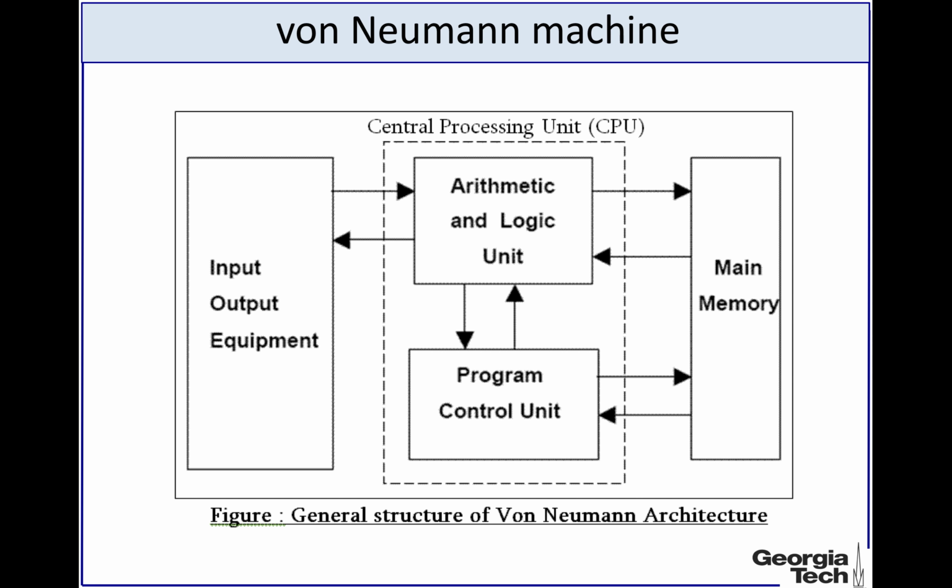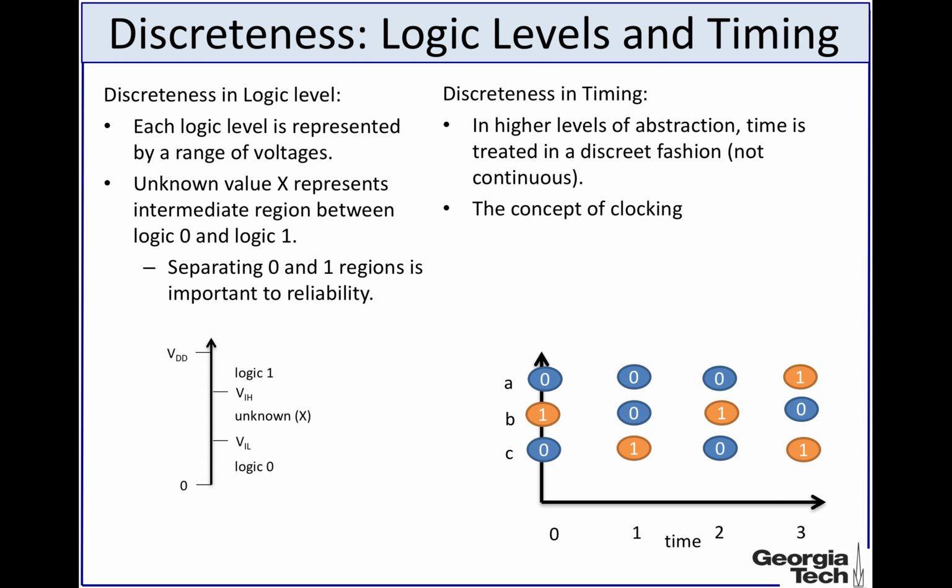So we'll not go into the details of these architectures, but the important point that comes out of this is the discreteness of time. So essentially in the Turing model, time is treated in a discrete fashion, meaning that all the actions happen in discrete time steps.